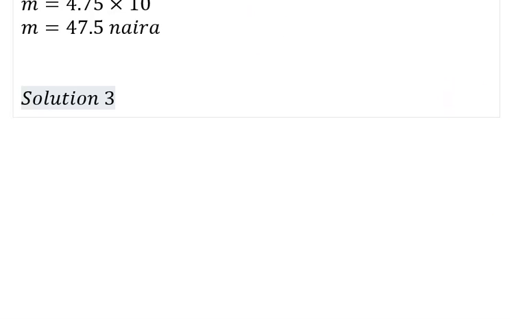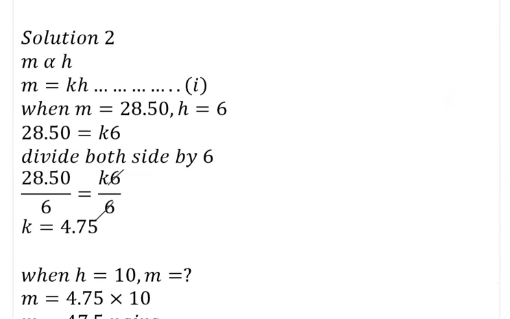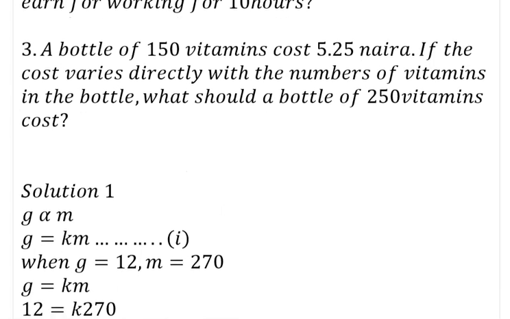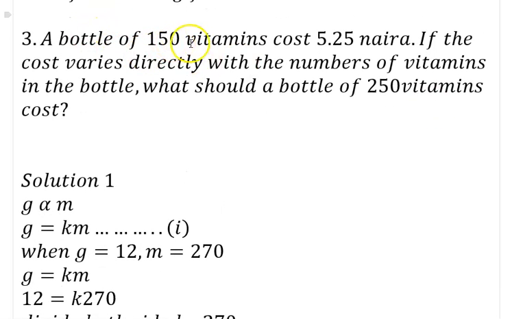Awesome. So what's the question saying? By now we are used to how direct variation works. A bottle of 150 vitamins costs 5.25 naira. If the cost varies directly with the number of vitamins, so we're not given letters here, so we can use our letters. Cost, let's use C, varies directly with the number of vitamins in the bottle.